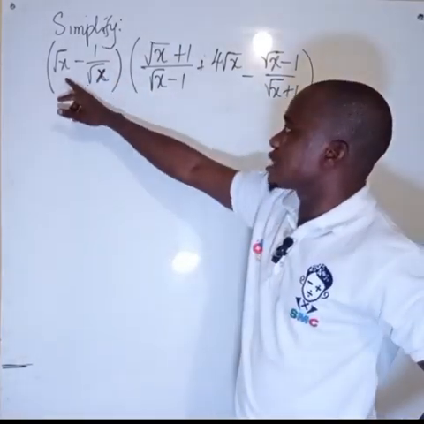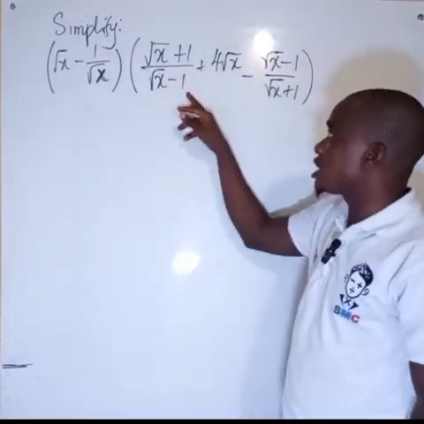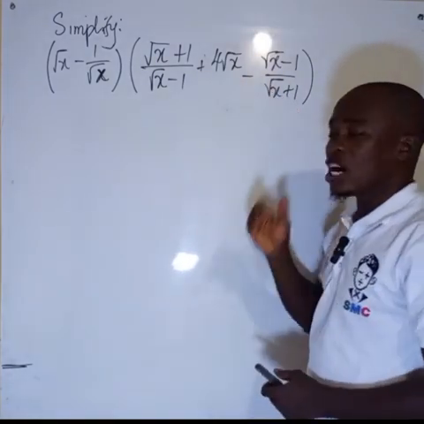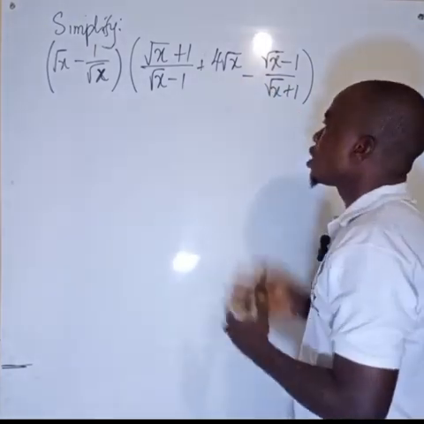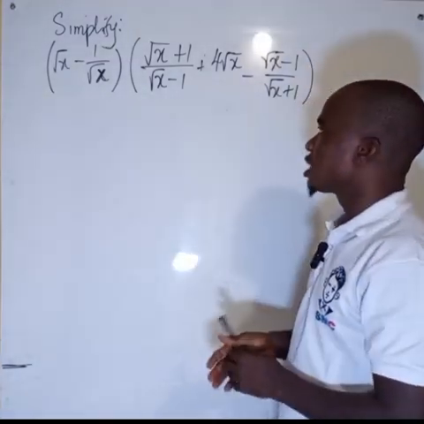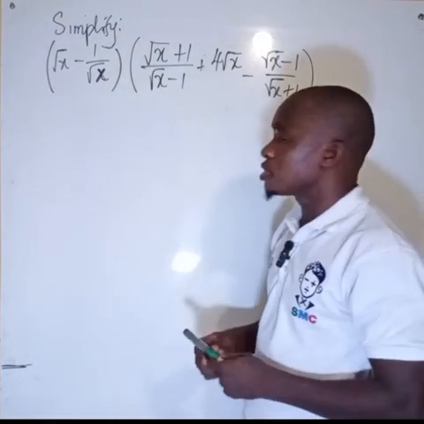We have (root x minus 1) over (root x plus 1), over (root x minus 1), plus 4 root x minus 1 over root x plus 1. Now what we're going to do is very simple, but we have to be calm and focused. Then we are going to be learning some things here.